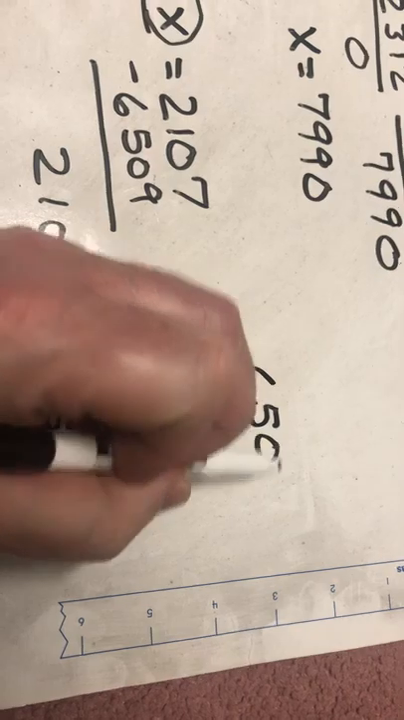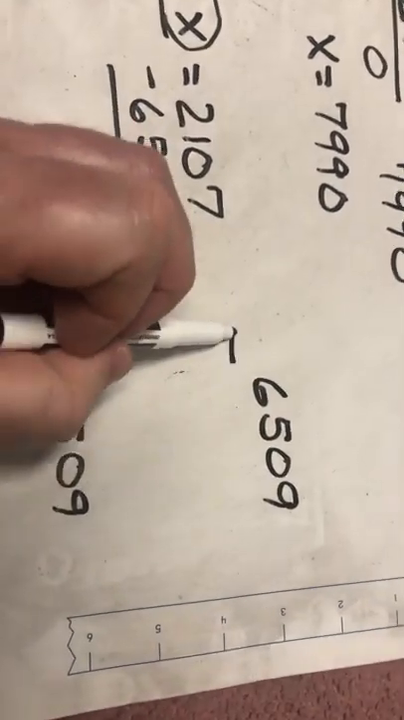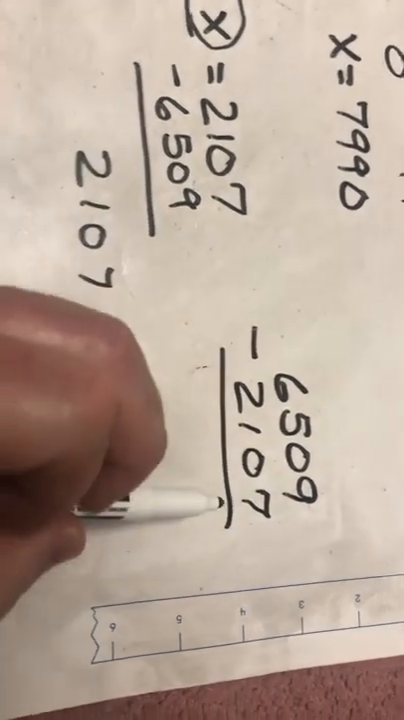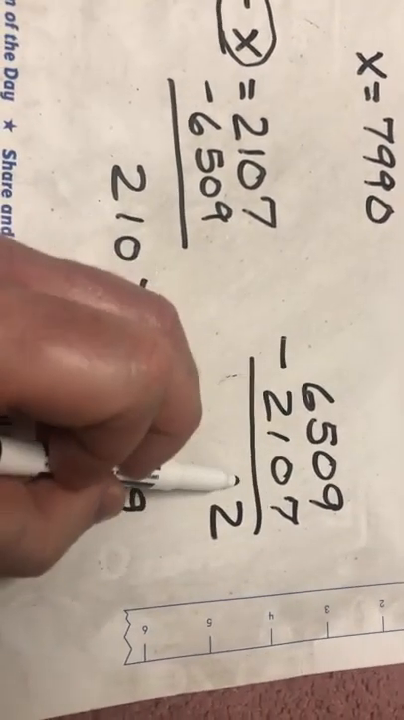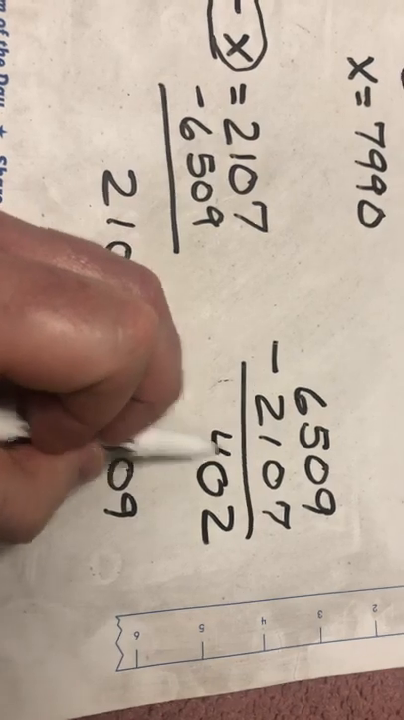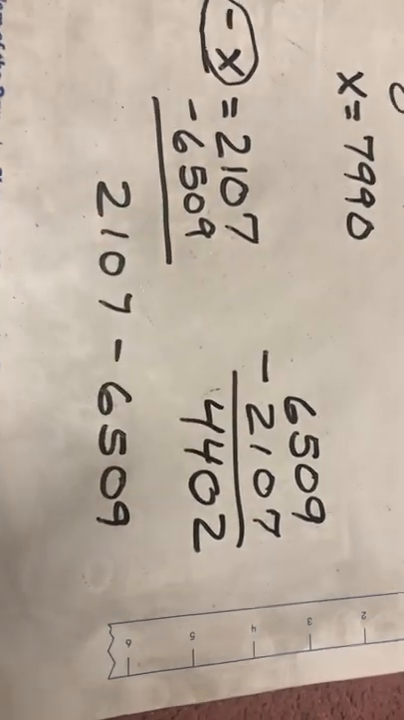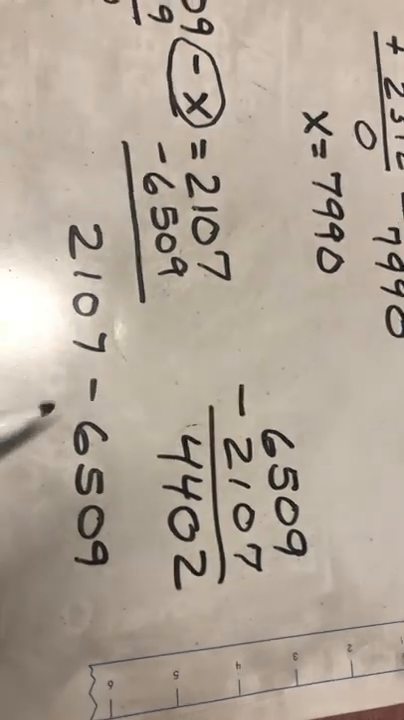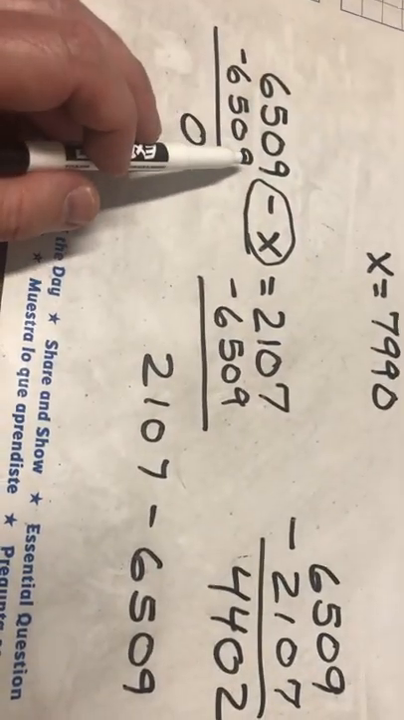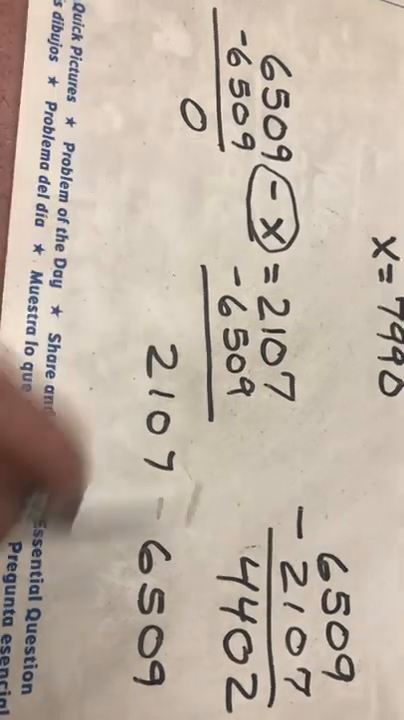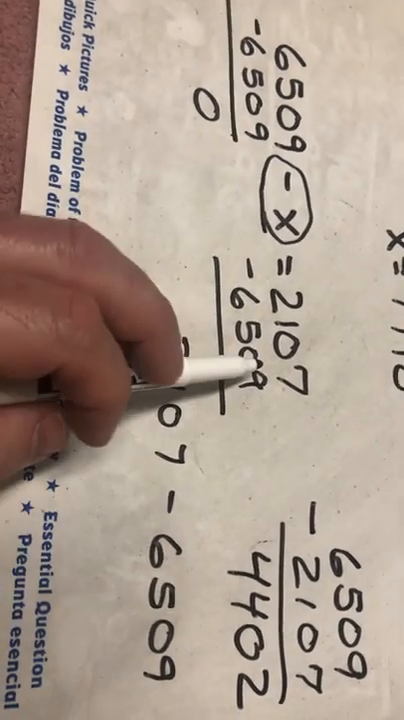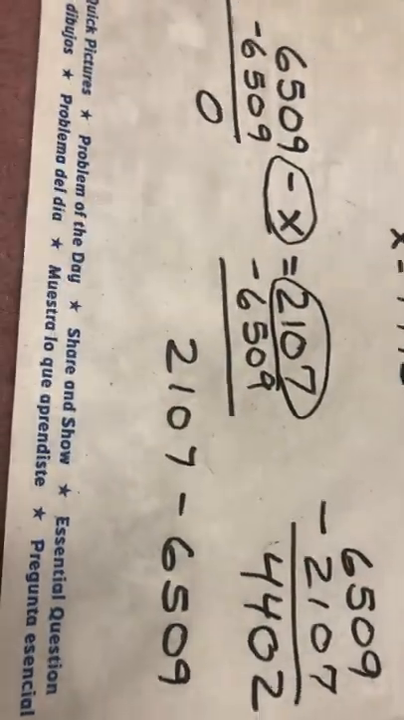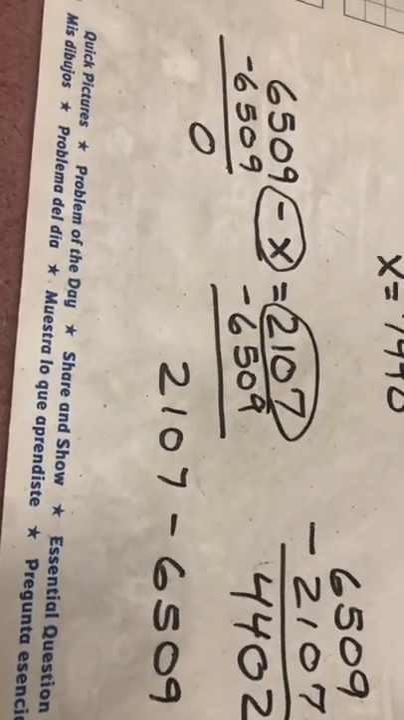So I'm going to flip the numbers, 6,509 minus 2,107. 9 minus 7 is 2. 0 minus 0 is 0. 5 minus 1 is 4. 6 minus 2 is 4. 4,402. And sure enough, 6,509 minus 4,402 will indeed equal 2,107. That does work. That's a little more confusing.